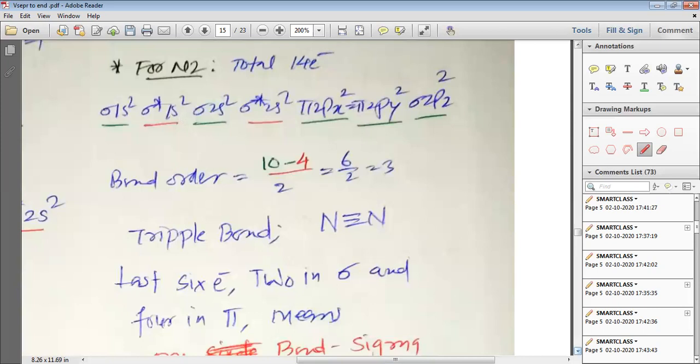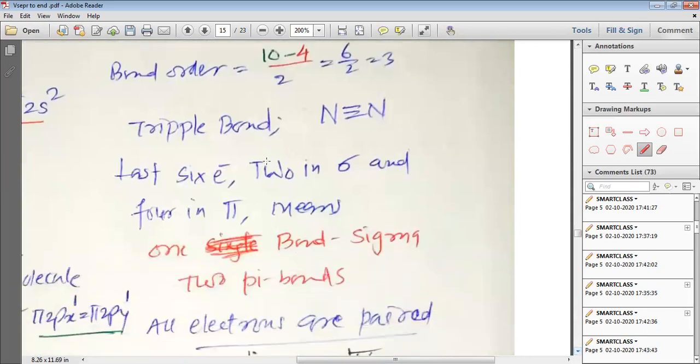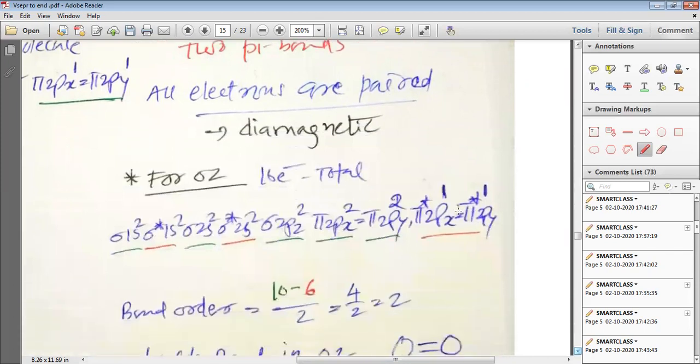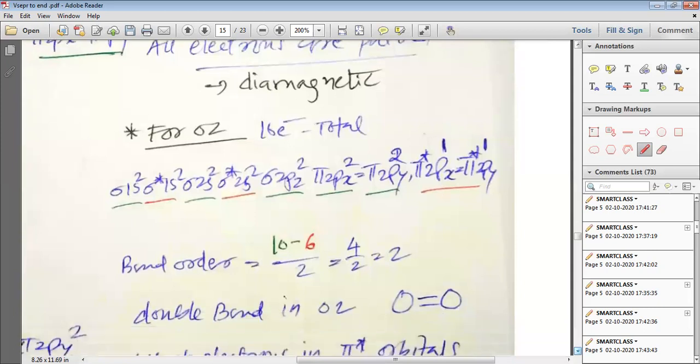N triple bond N, that is N2, is formed. Out of the last 6 electrons, 4 electrons go into pi 2px2 and pi 2py2, and 2 electrons go into sigma 2pz, and that is why among these 3 bonds, 2 bonds are pi bonds and 1 bond is a sigma bond. So 1 sigma bond in the triple bond, whereas 2 bonds are pi bonds. All electrons are paired, and that is why the N2 molecule is diamagnetic in nature.